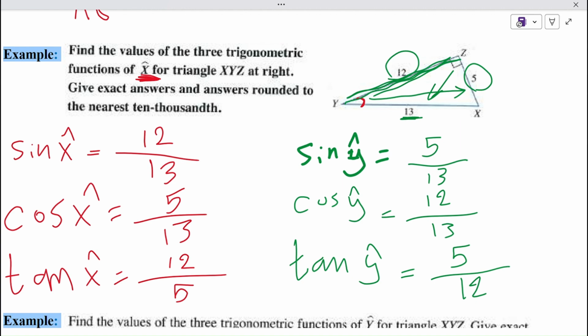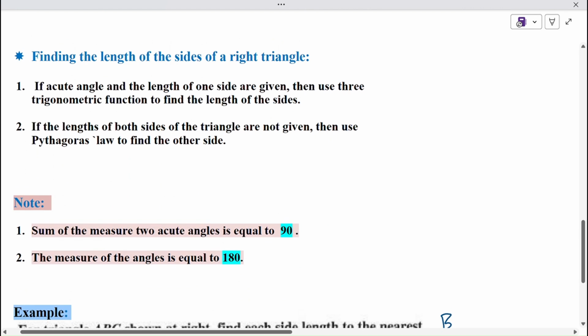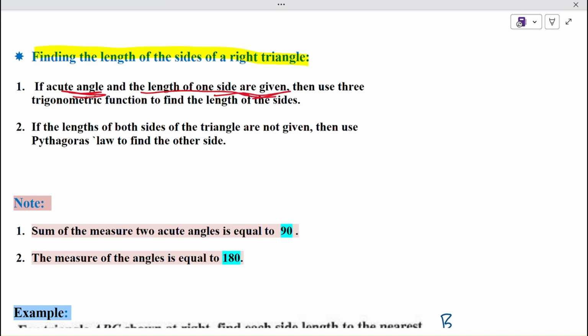Now, let's move to this: finding the length of the sides of a right triangle. Here we will find the lengths of the sides. Here we have two cases. The first case, if an acute angle and the length of one side are given, we use the three trigonometric functions to find the lengths of the sides.